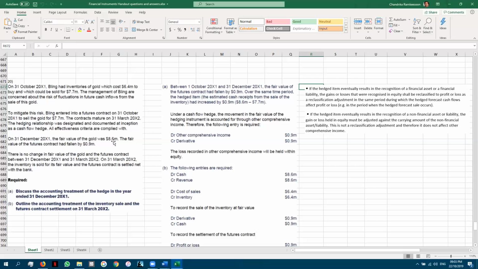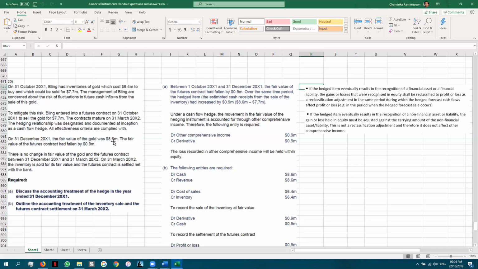Under cash flow hedge, the movement in the fair value of the hedging instrument is accounted for through OCI. Therefore, the following entry is needed: debit OCI, remember the hedging instrument, the value fell, credit derivative. The loss recorded in OCI will be held within equity.